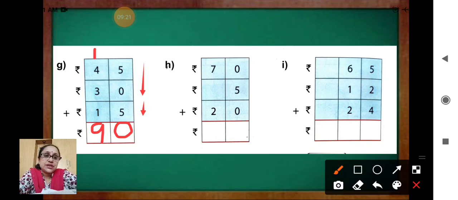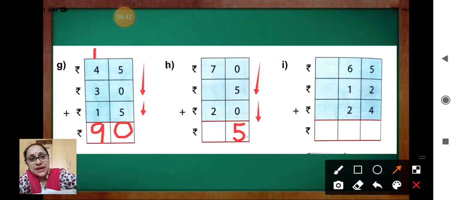Now question H. We have to add rupees 70 plus rupees 5 plus rupees 20. So we will start from here. 0 plus 5 is 5 and 5 plus 0 is 5. Correct? And then we have to add 7 plus 2. Here nothing is written. So 7 plus 2, 7 is there. Add 2 more, 9. So rupees 95. Done.